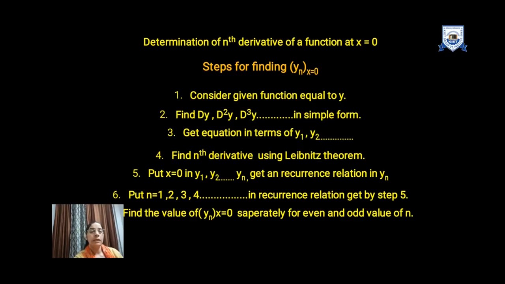And we get a recurrence relation also, which is the relation between the (n+2)th derivative and the nth order derivative. Then put n equals 1, 2, 3, 4 up to n and so on in the recurrence relation, getting in equation number 5, and put n equals 1, 2, 3, 4, 5 in the recurrence relation. Then we get a pattern for y_n(0). If even and odd values of n follow different patterns, then you can write the answers separately for even and odd.